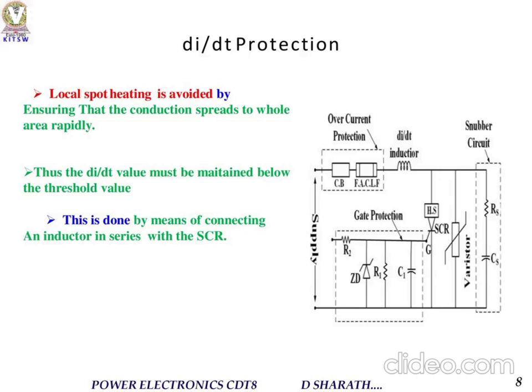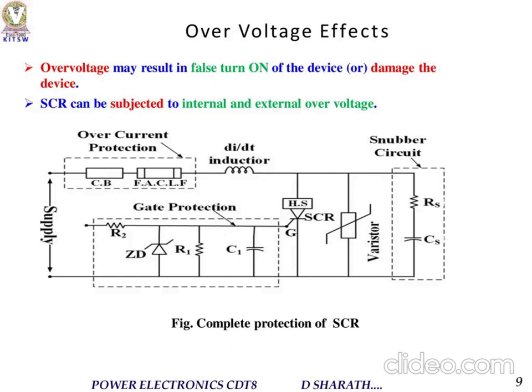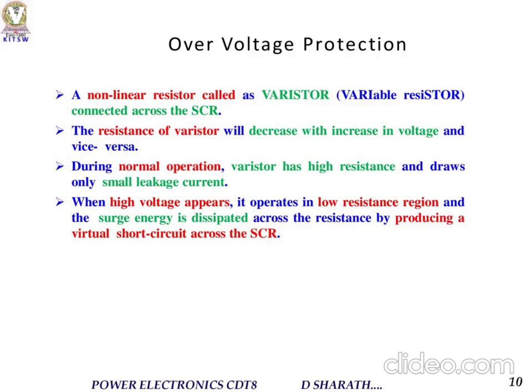This is done by connecting an inductor in series with the SCR. So for di by dt protection, we use an inductor connected to the SCR. Next, over voltage effects: over voltage may result in fast turn on of the device and damage it. Whenever excessive voltage appears, it gives a fast turn on which damages the device. The SCR can be subjected to internal and external over voltage. Complete protection of SCR includes over current protection, di by dt protection, snubber circuit and gate protection.